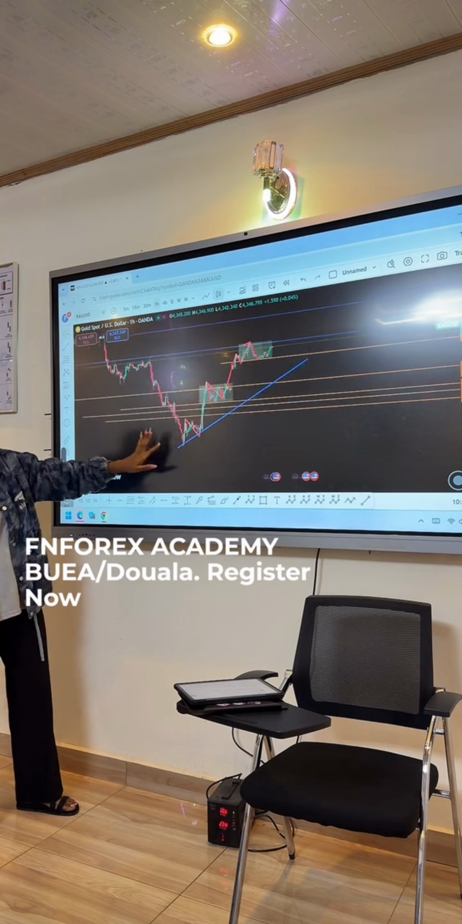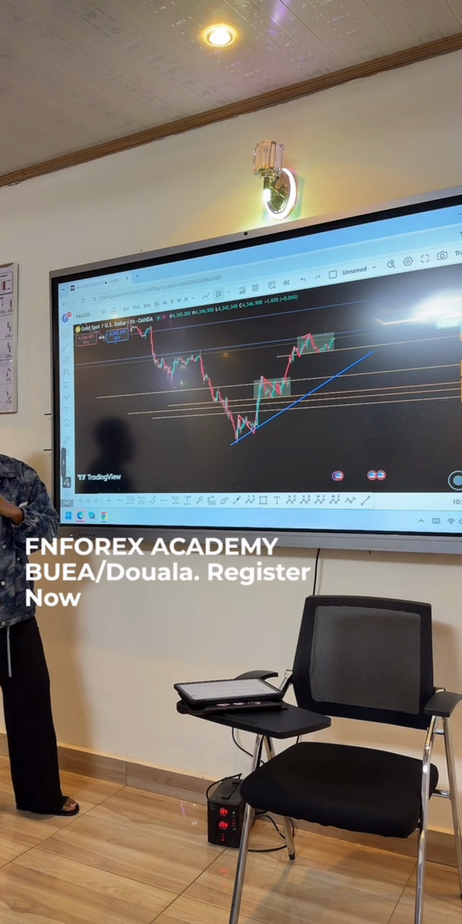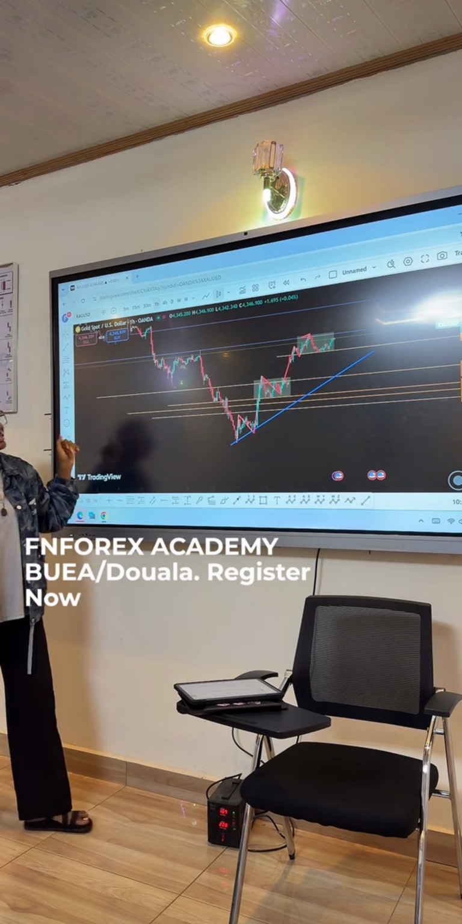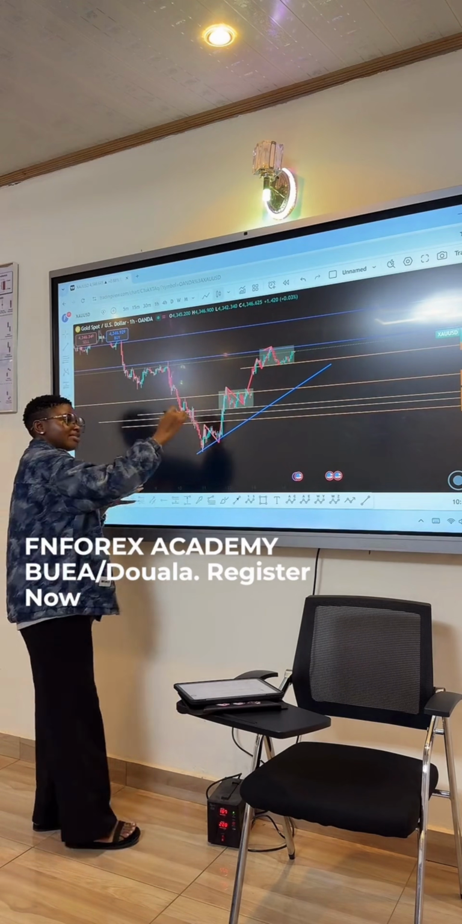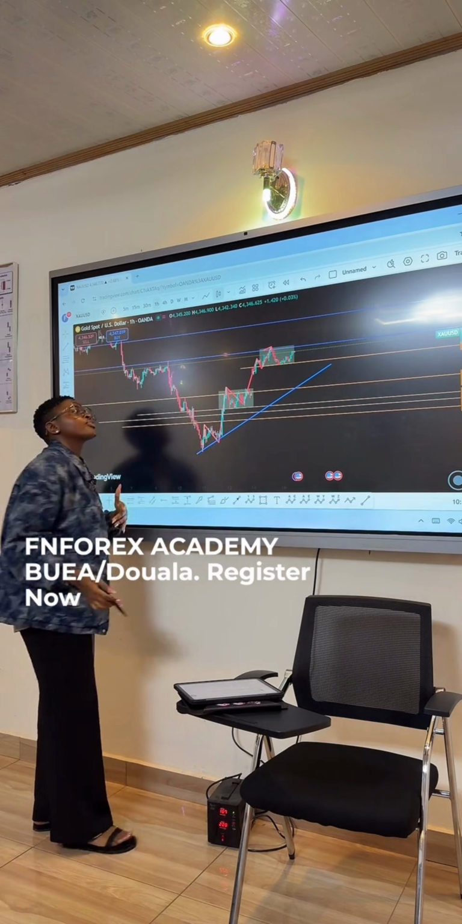So if this is clear, can we go to the next? The next is trading off trend line bounce, like trading after a retest. Retest, you go. So this is it.